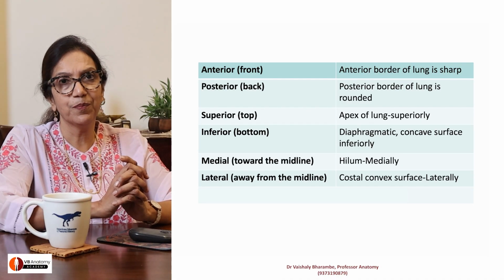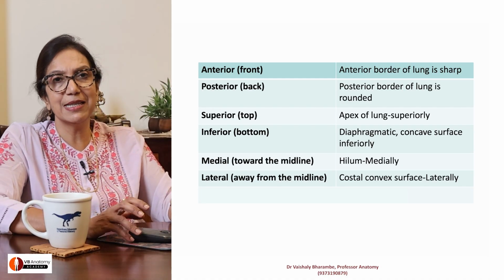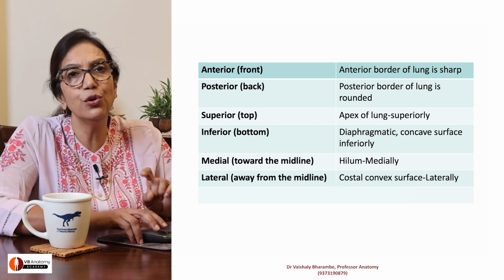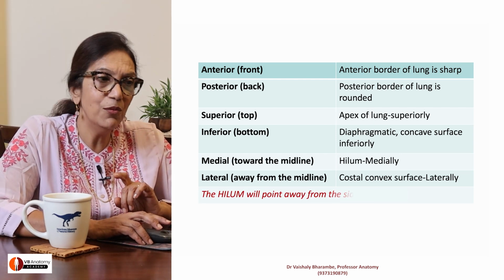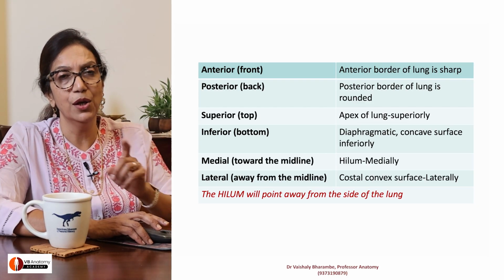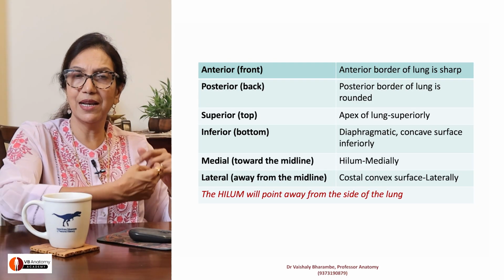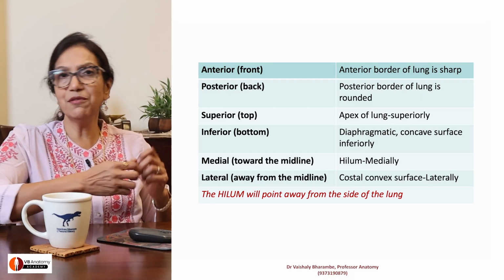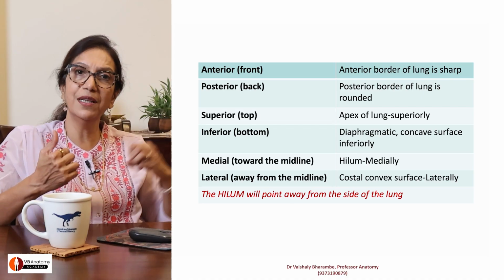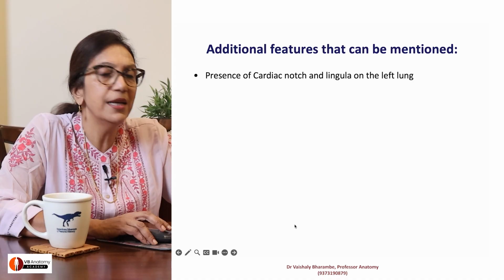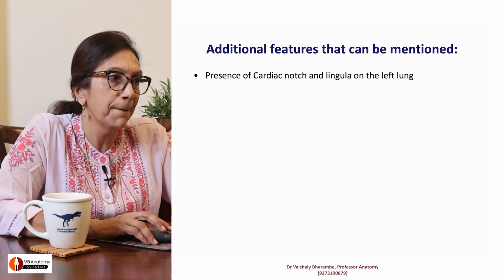be lateral. If you speak these 6 lines and if you put the lung in these positions, there is no way you will go wrong. The hilum will point to the direction opposite to the side of the lung. So if the hilum is facing the left, the lung is of the right side. If the hilum is facing the right, the lung is of the left side. Got it? So that's how simple side identification of lung is.